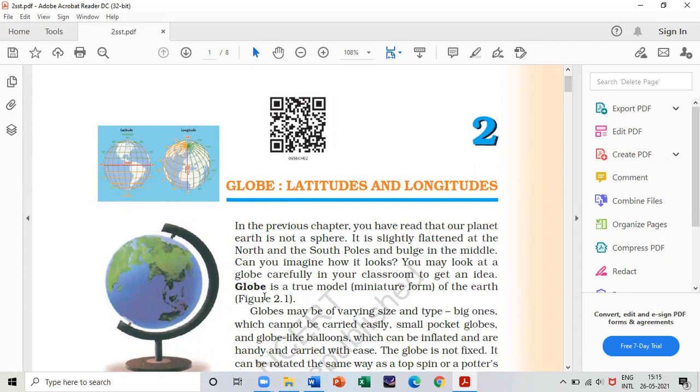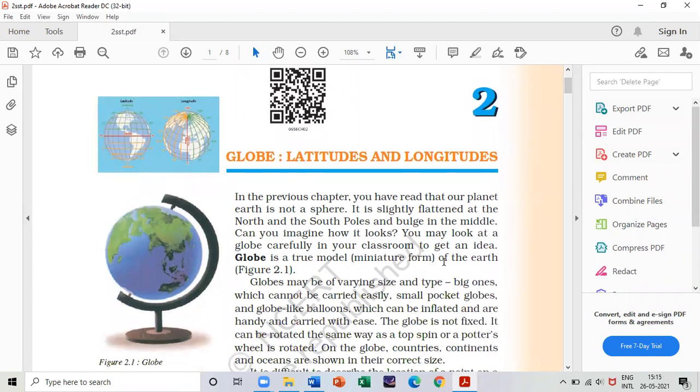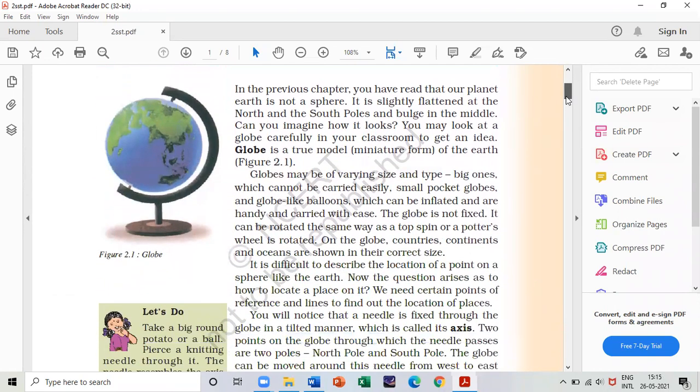You can get this here, that is, globe is a true model, a miniature form of the earth, and it may be of varying size and types, that is, big ones and small ones. So you have to write this along with your answer. And the next question that comes here is, what is axis?